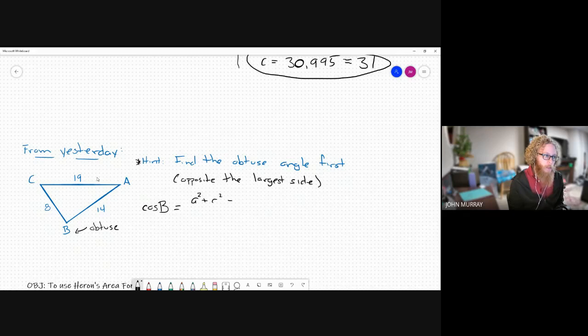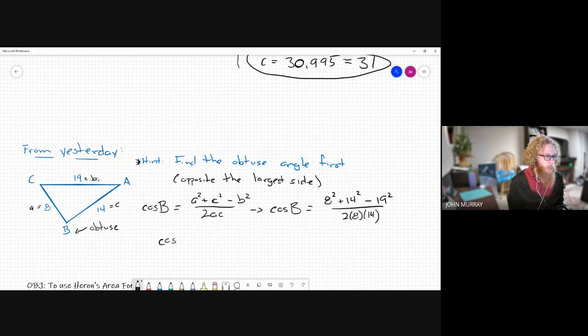So we would have a squared plus c squared minus b squared over 2ac. That's ac. So that would give me the cosine of B is equal to, let me just label real quick, b, c, a. So I'd have 8 squared plus 14 squared minus 19 squared over 2 times 8 times 14.